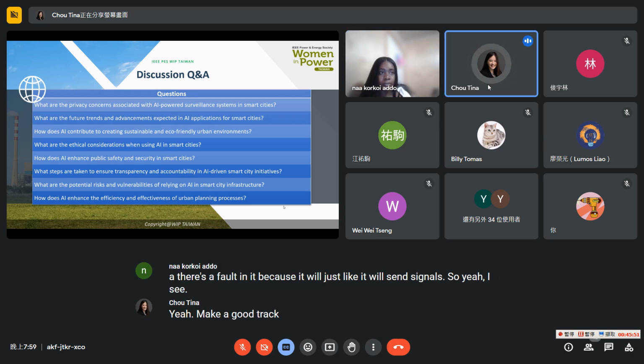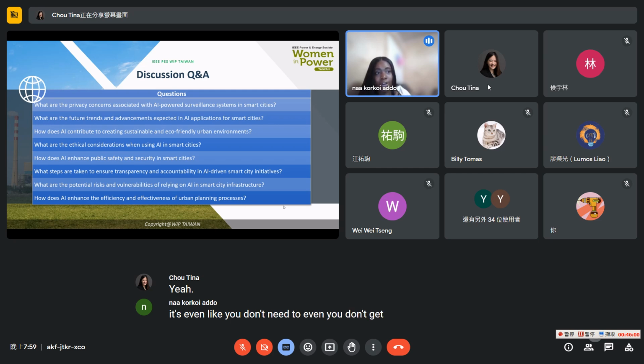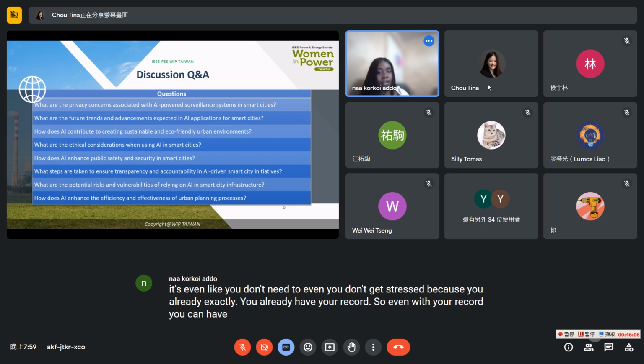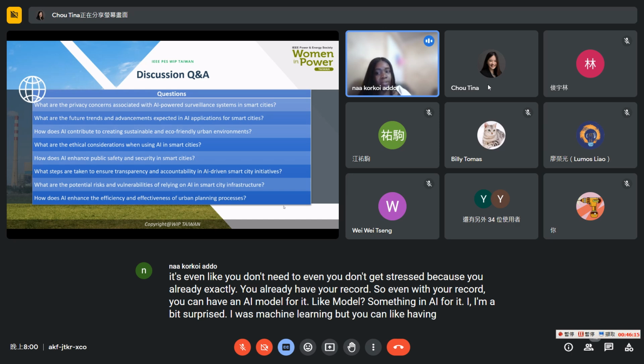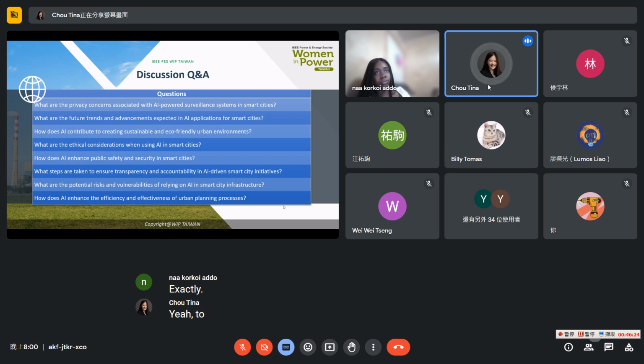Keeping good track of your maintenance records is important. Exactly, and you don't get stressed because you already have your record. Even with your record, you can have an AI model for it. I'm a bit biased towards machine learning, but you can have a machine learning algorithm for predictive maintenance, to ensure the safety of the equipment, which also ensures the safety of personnel and people. So predictive and planned maintenance.